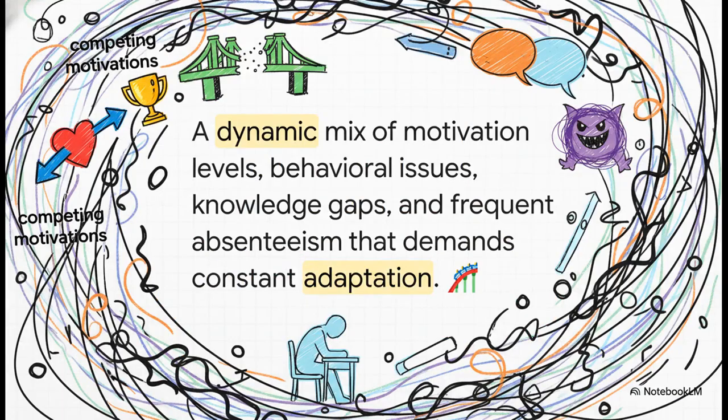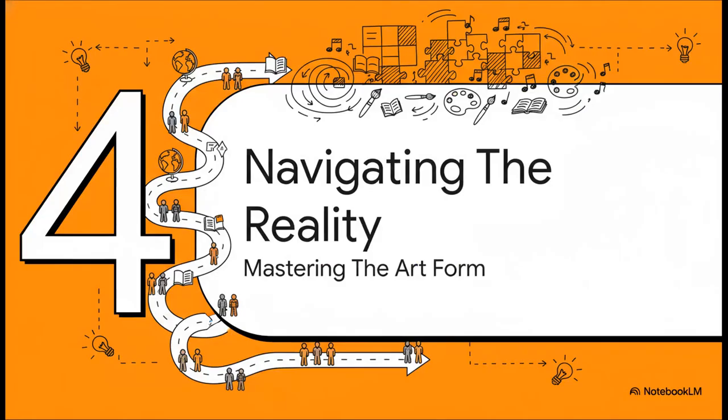But the reality is a whole different ballgame. It's a messy, dynamic system of competing motivations, knowledge gaps, behavioral challenges, and students who just aren't there sometimes. This kind of environment demands constant adaptation, emotional intelligence, and a whole lot of creativity from the teacher. So, if the ideal classroom is pretty much a myth, how do effective educators possibly navigate this unpredictable and challenging reality? Well, the answer isn't in finding some perfect formula. It's in mastering an art form.